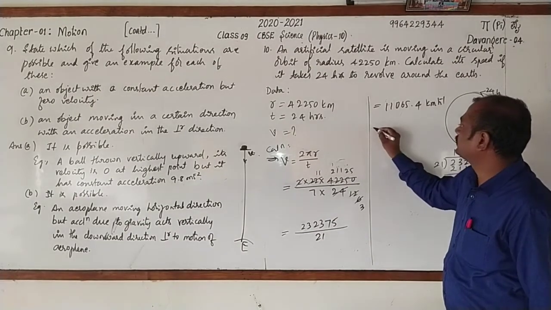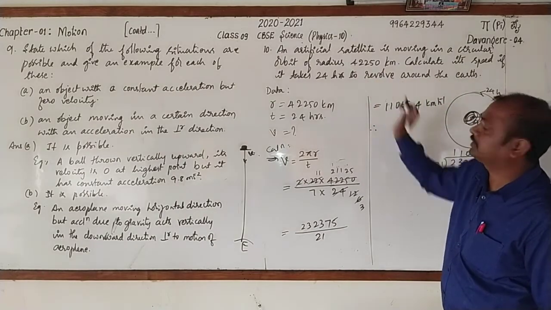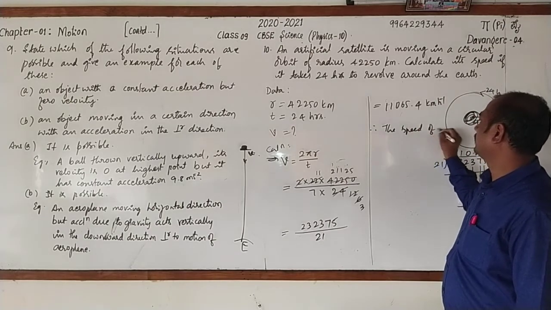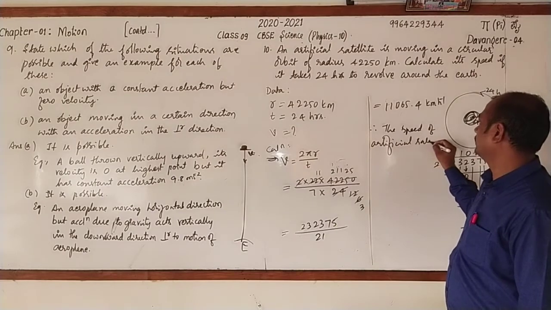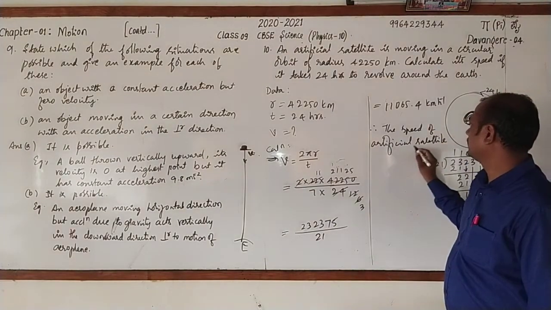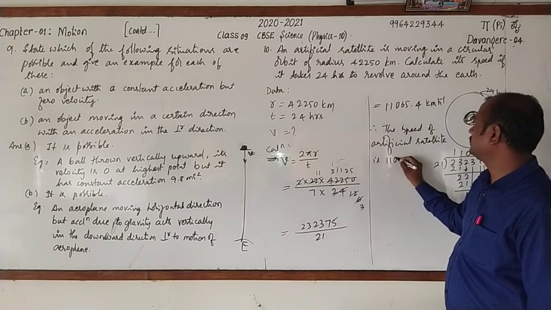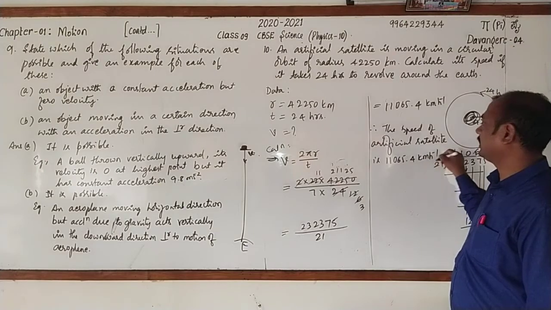Now, conclusion. Therefore, the speed of the artificial satellite is 11065.4 kilometer per hour.